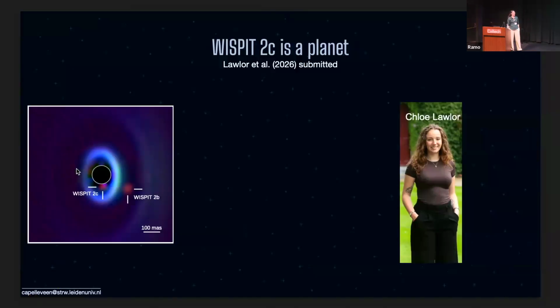So this was not the end of the whole WISPIT 2 story, because this blob closer in, I'm going to see if I can, yeah. That blob closer in that was identified in the paper by Laird Close as well. It turns out to be a real planet.